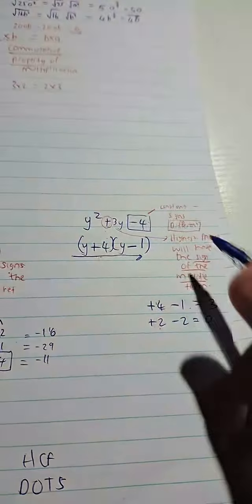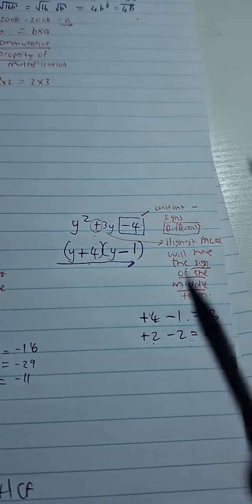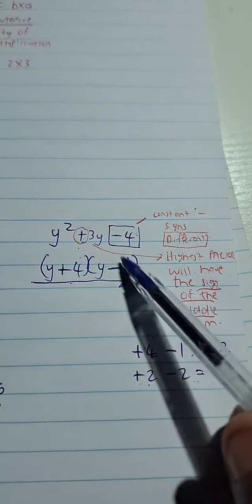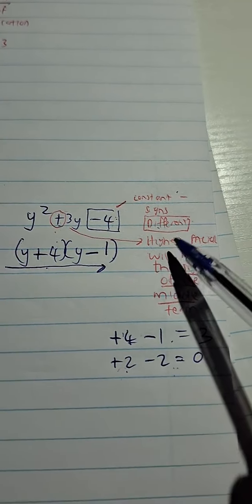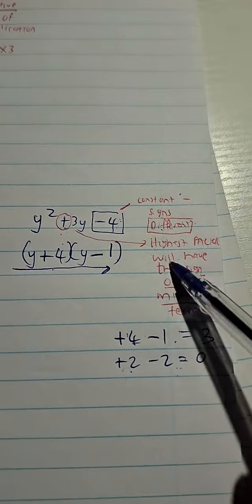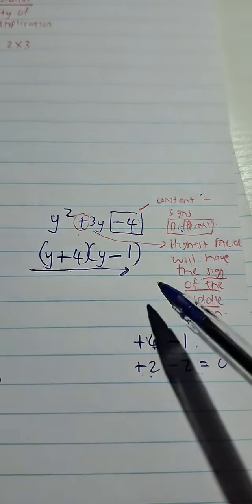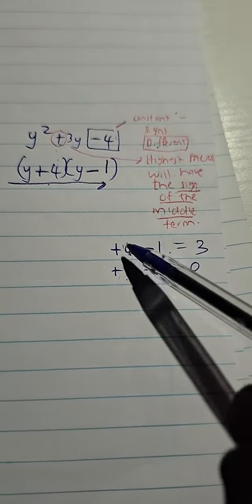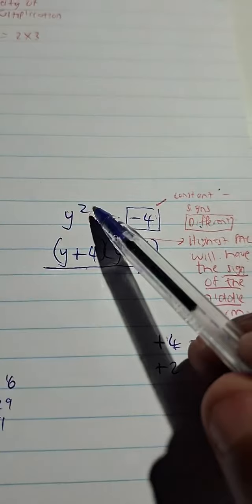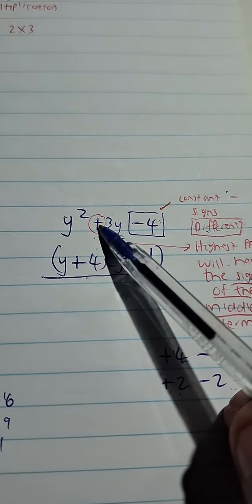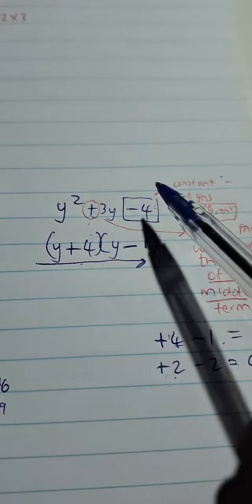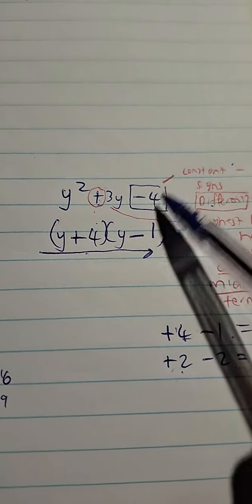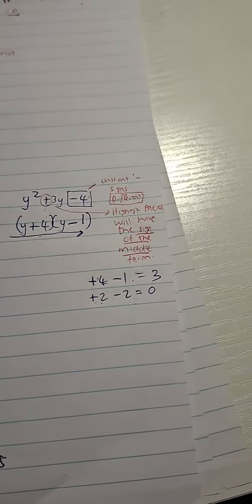So therefore, when we factorize, that's how we would go about it. So please, guys, when a constant term is negative, you have what inside your bracket? Different signs. But the highest factor will have the sign of whatever the middle term is. So since this is positive, the sign of the highest factor is going to be positive. But if this was negative, that would mean that the sign of the highest factor would be negative whenever we have a negative constant term. Okay, I hope it makes sense, guys.